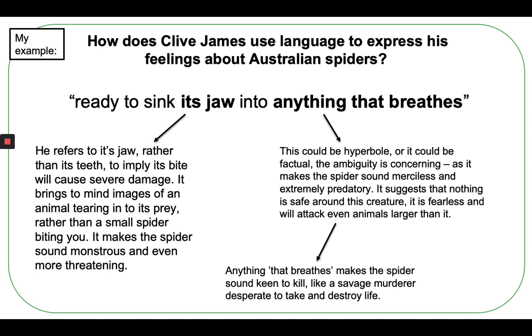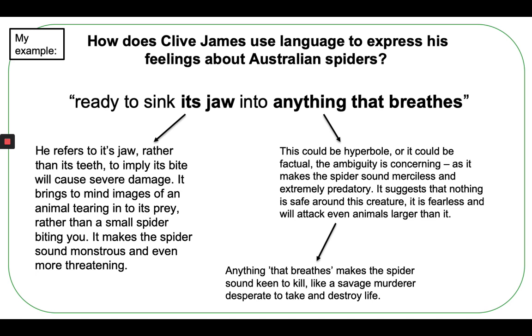The spiders are ready to sink its jaw into anything that breathes. I chose this quote because I would regard it as juicy. I think there's lots you can pull out of the language he's used here. So first I chose its jaw. He refers to its jaw rather than its teeth to imply its bite will cause severe, which means serious, damage. It brings to mind images of an animal tearing into its prey rather than a small spider biting you. It makes the spider sound monstrous and even more threatening.